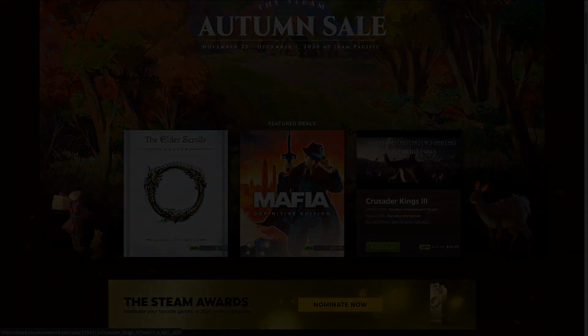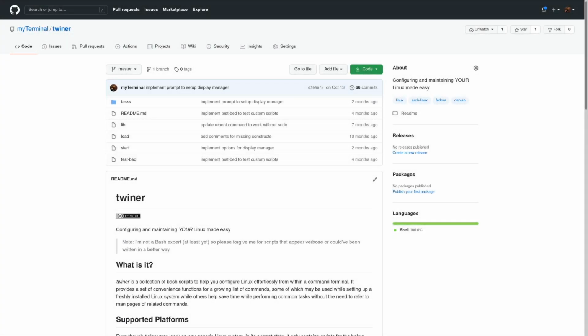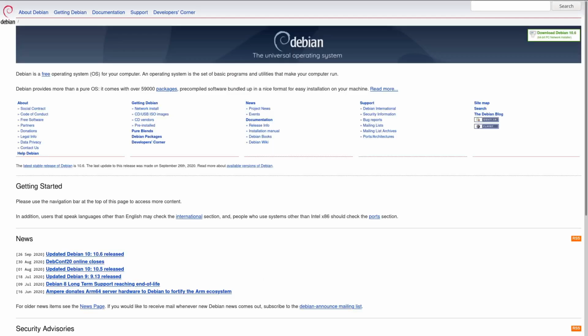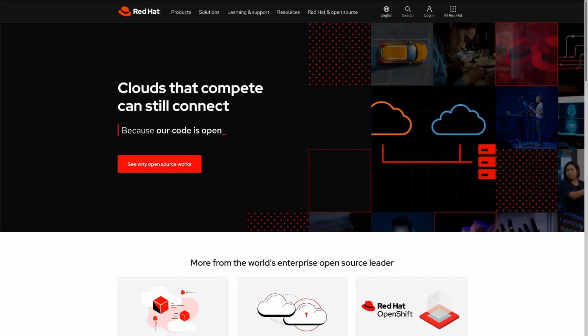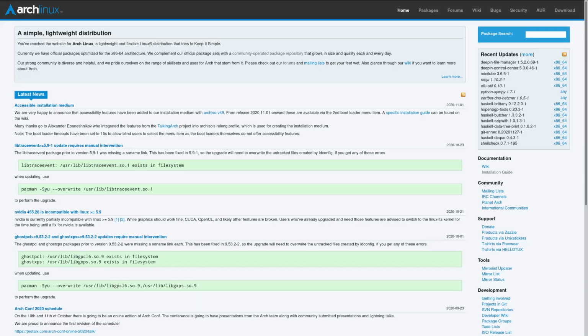I came up with Twiner, one of my open source projects on GitHub, where I gathered a few hopefully useful scripts for the three most popular Linux flavors, which are Debian or Ubuntu, Red Hat, which also includes Fedora, and Arch Linux, and a lot of variants of Arch.